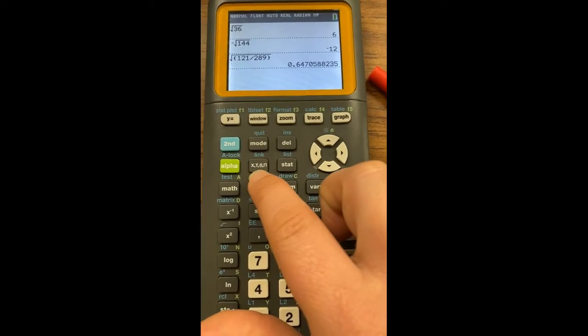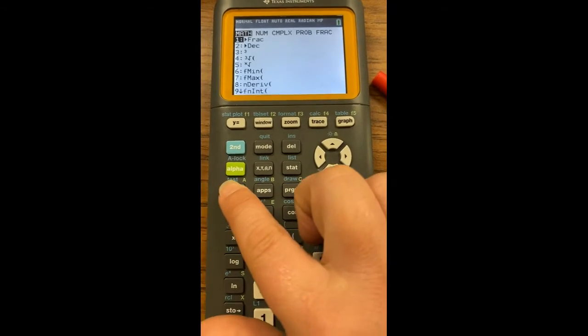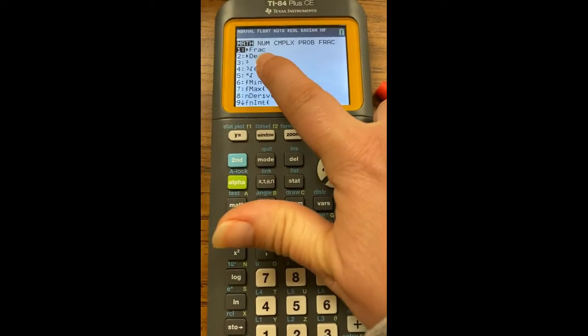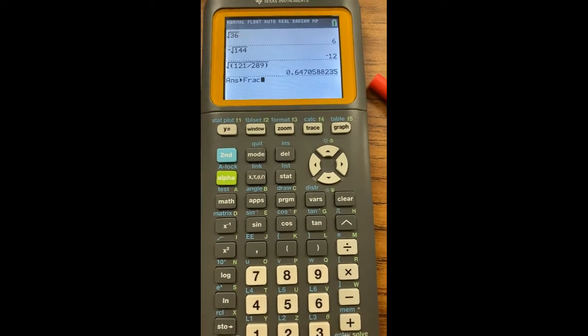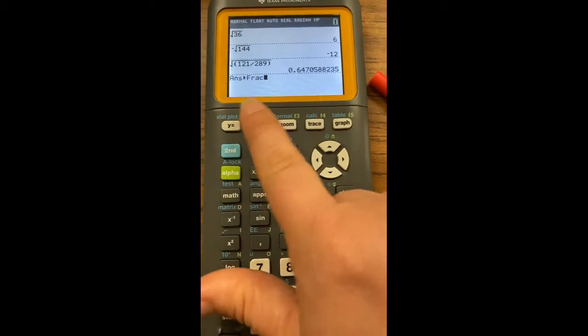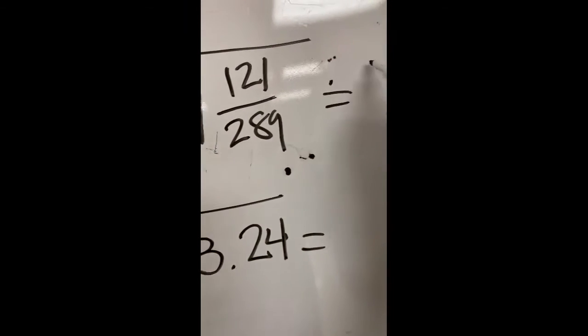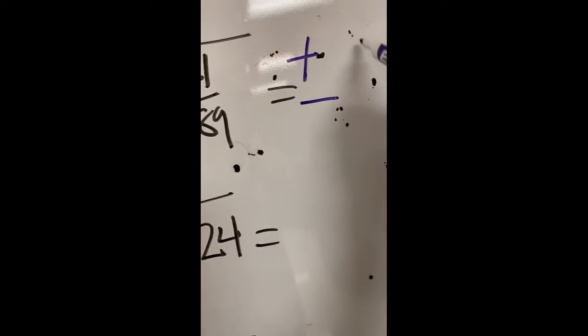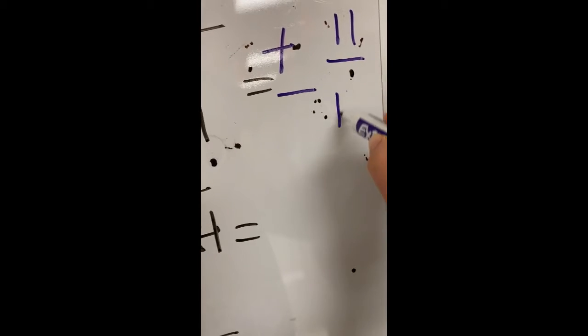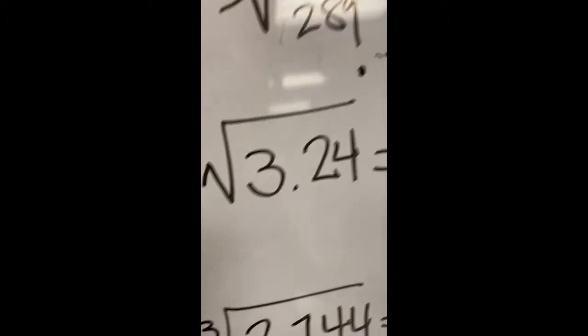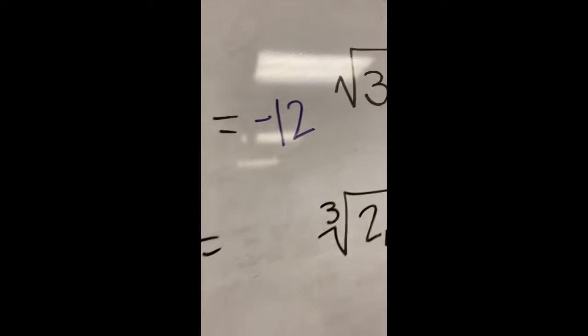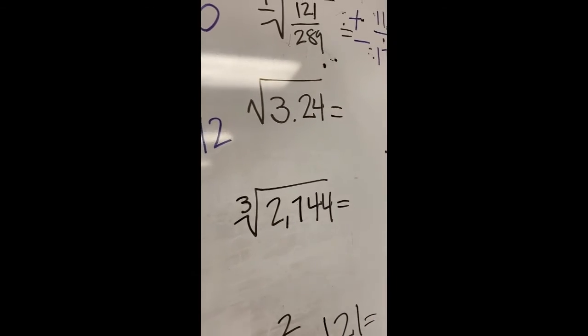Okay, now I want this to be in fraction form, not like that. So I'm going to go to math. Where are you at? Right here. Math. And see how it's selected number 1 fraction, and I'm going to push enter, and it takes my answer and turns it into a fraction, which is 11/17, and that is the correct answer. So now we just put positive or negative 11 over 17. Easy enough, right?